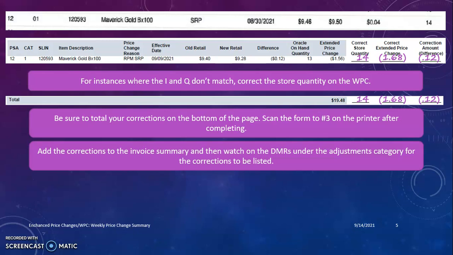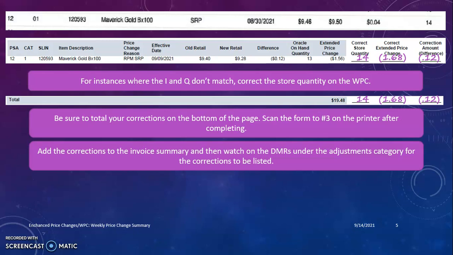Now, I want to take a minute to very quickly go over the I and the Q. I don't have a slide for this, but I'm just going to talk about it. The I is your in-store quantity. This is what is tracked on your ISP daily. It updates every 15 minutes, and it is affected by inventory in and out of the store through electronic check-in and sales, along with write-offs and cycle count.